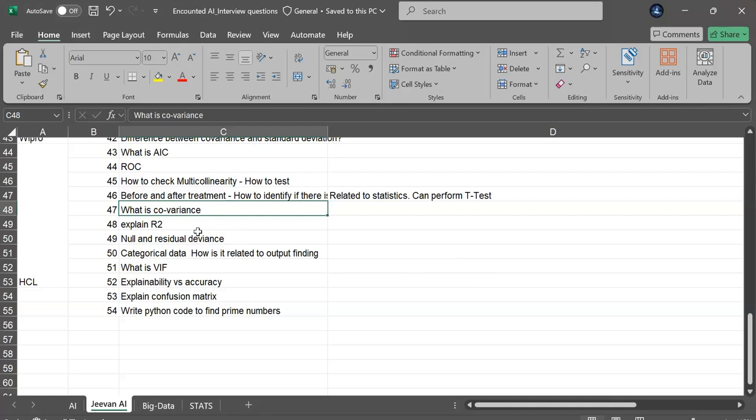Srikant, correlations. Very good. The relation or variance among two attributes is covariance. It acts like covariance. Exactly. The depth to which two variables can vary. No, man. Correlation we also call covariance. Isn't it covariance? We're done. Null and residual deviance. Categorical data, how it is related to output findings. Very good. 50 questions.